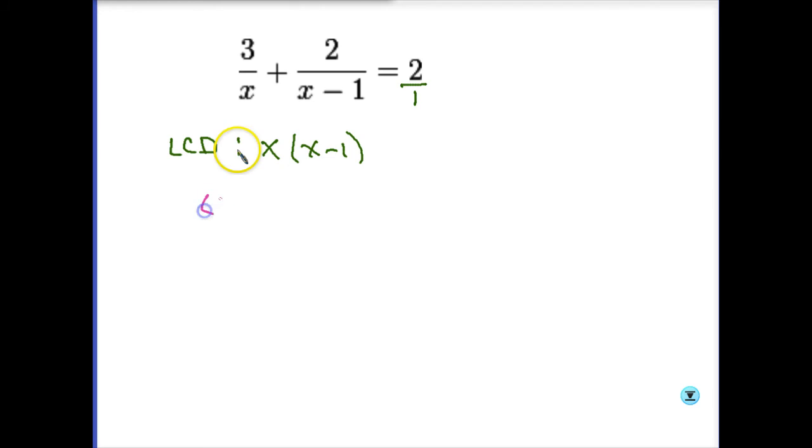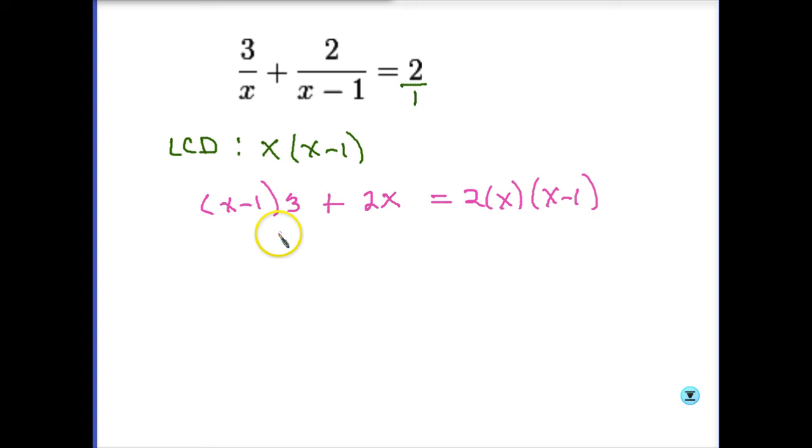So we need, in this first one, we have x, but we don't have x minus 1. So we need to multiply our numerator by x minus 1, as well as the denominator. But remember that all of our denominators are going to be the LCD when we're done, so I'm not going to worry about those. Okay, then the 2 needs to multiply by the x, because it is missing the x. It has the x minus 1. And then this 2 is missing everything, so we have to multiply that 2 by everything.